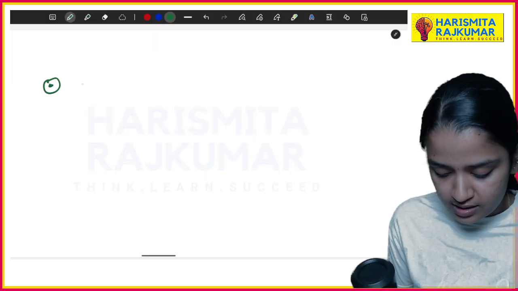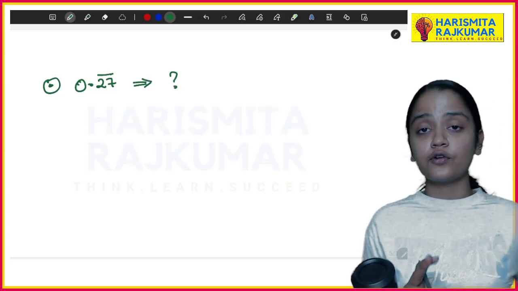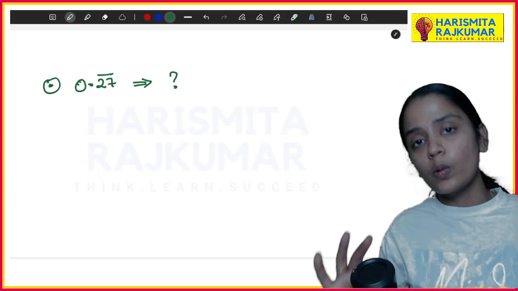Just let me know what is this 0.27 bar. So what is the answer for this? Comment below. I want the lowest form number.